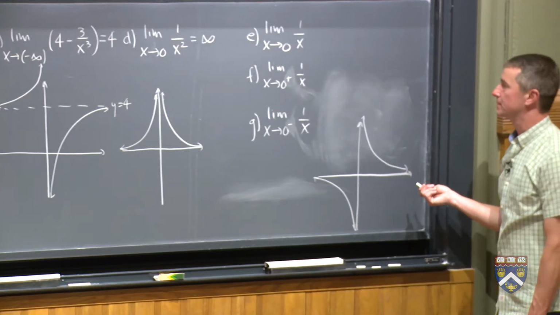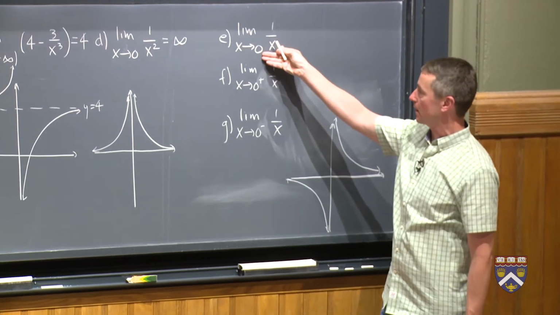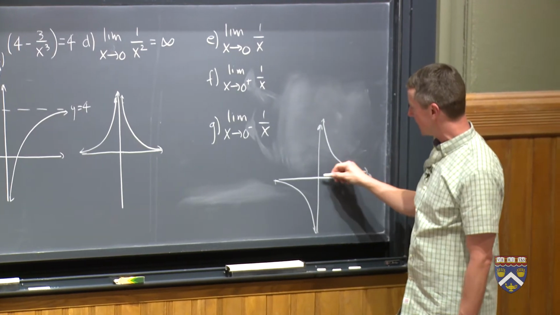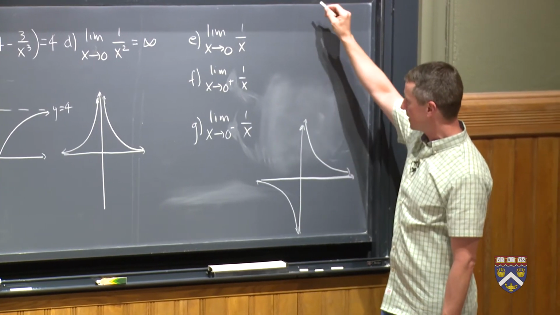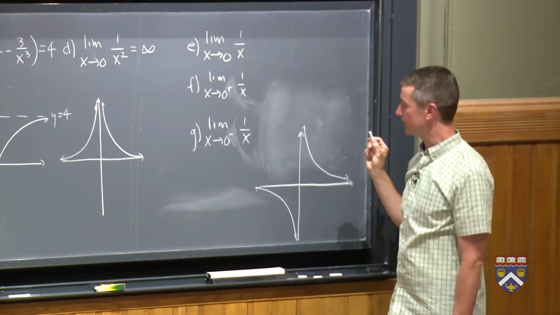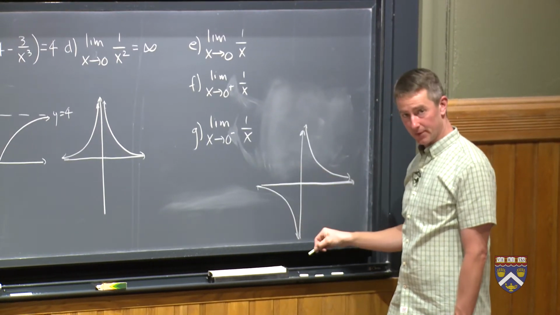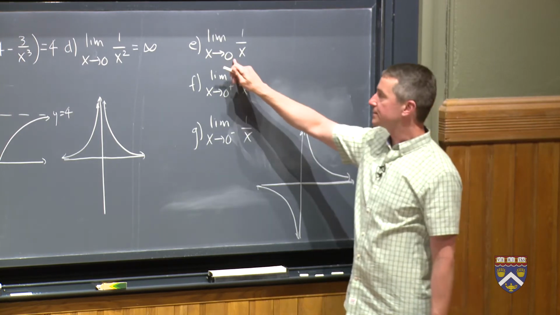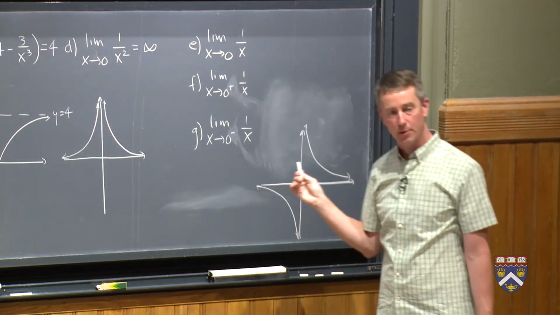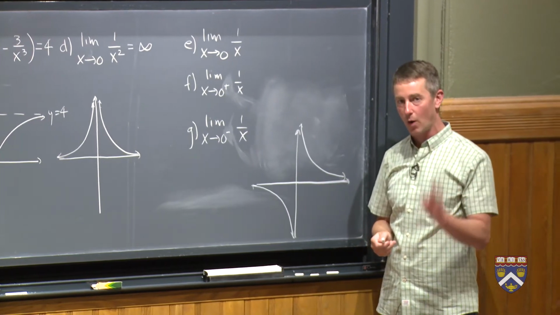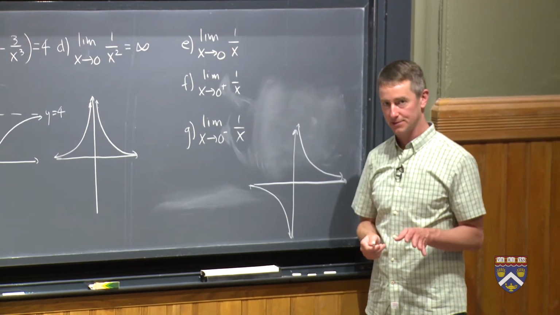Now this one is really interesting. X is approaching 0, 1 over x. If I'm coming from the right side, it seems like the answer should be positive infinity. If we're coming from the left side, the answer should be negative infinity. But when I just write x is approaching 0, we don't know which side we're approaching from. And limits are like functions. There's got to be only one unique answer.